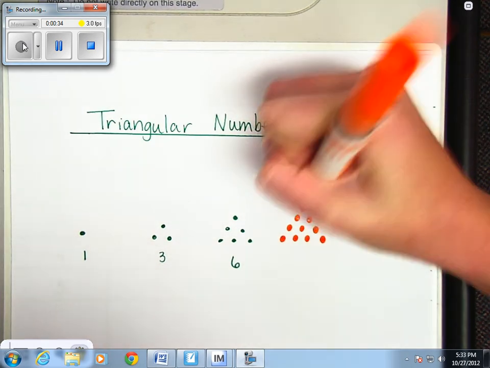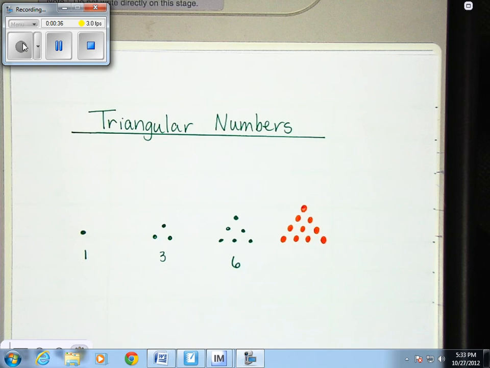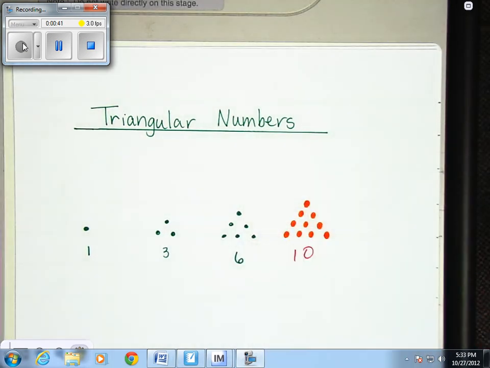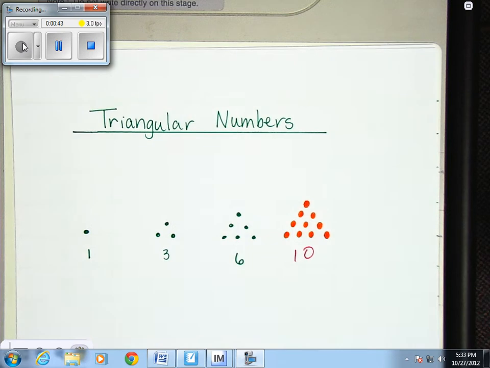9, 10. Alright, so based on your picture, what is the fourth triangular term? 10. Do you think you could come up with the ninth term based on what you know right now? How would you do that? Well, you could draw the dots, but that would take a really long time. So is there another way that I can do that?